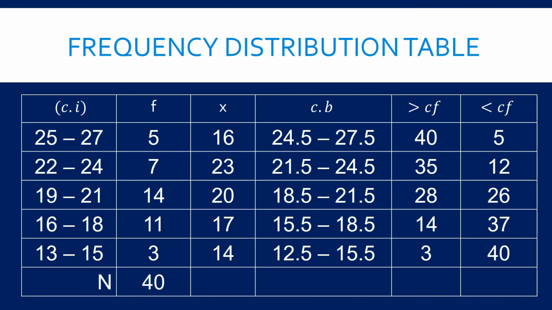We have the class intervals, we have the frequency, we have the class marks or midpoint, we have the class boundaries, we have the greater than cumulative frequency, and the less than cumulative frequency. So those are the basic steps on how to make the group frequency distribution table.